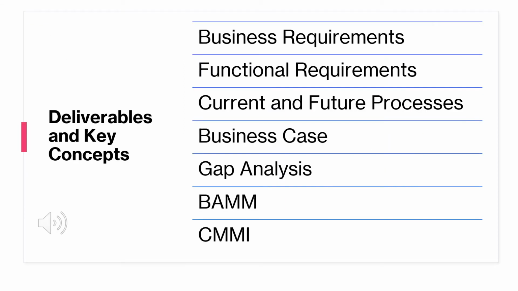I mentioned in the very beginning that there are so many aspects of business analysis. It's a very broad topic, and here are some of the deliverables or key concepts or different ways that you can analyze a business. You can look at their business requirements, their functional requirements, their current and future processes, business case analysis, gap analysis, BAMM, CMMI. We're going to discuss all of these, or most of these, a little bit later.